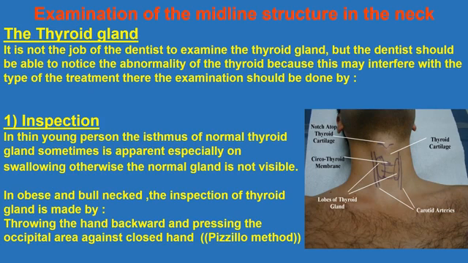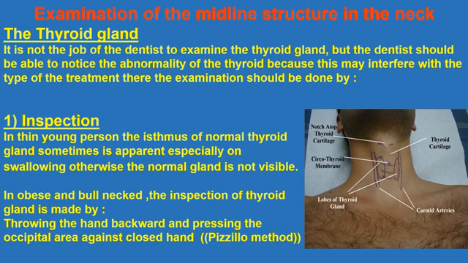After finishing the examination of the lateral aspect of the neck, we now move to the examination of the midline structure in the neck. The important structure in the midline is the thyroid gland. As we said before, it is not the job of the dentist to diagnose if there is abnormality or disease in the thyroid gland. Rather, if he discovers or suspects any abnormality, he should refer the patient for a proper diagnosis and treatment by the physician.